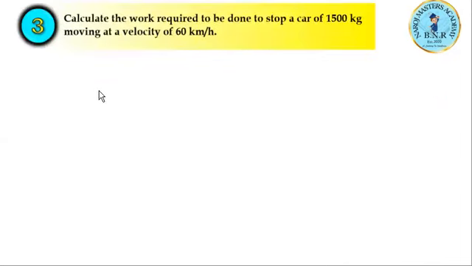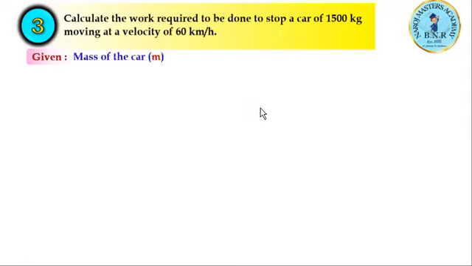Calculate the work required to stop a car of 1500 kg moving at a velocity of 60 kilometers per hour. Very simple. Mass is given, velocity is given. Find the work, kinetic energy, that is work done, work required, energy required here.